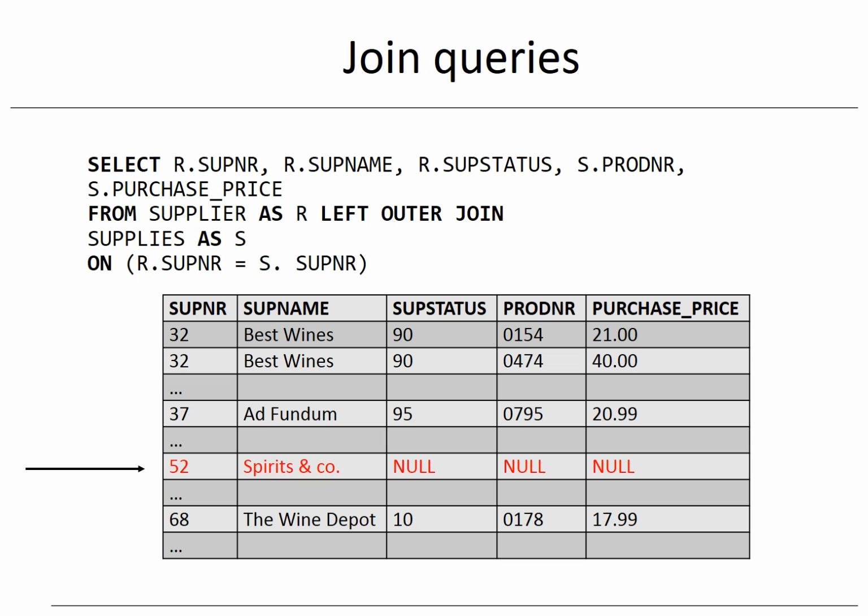This is supplier number 52, or Spirits & Co. This supplier has no corresponding supplies tuples. It could be a new supplier for which no supplies have been entered yet in the database. Because of the left outer join clause, this supplier is now appearing in the end result together with null values for the missing columns of the supplies table.